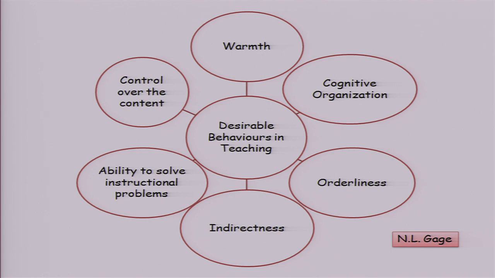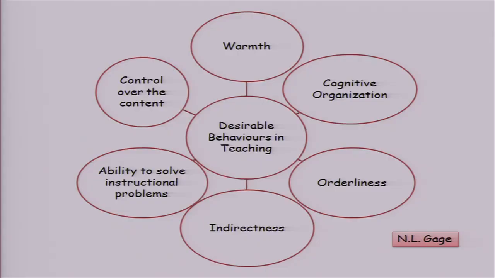Let us see what we mean by warmth. Warmth is an affectionate thing: how the teacher is approaching the students, how the teacher is considering the feelings of the students, how the teacher is supporting the students. This is an important aspect. And coming to the next thing, that is cognitive organization. What is important is how the teacher is intellectually grasping the content and how the teacher is presenting the content in front of the learners. So this is the way the teacher is presenting.